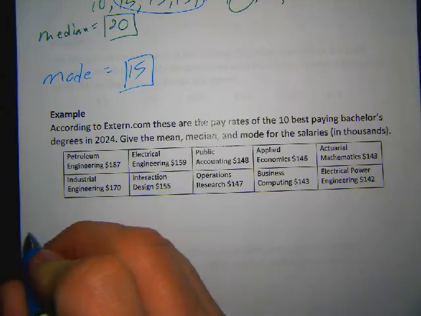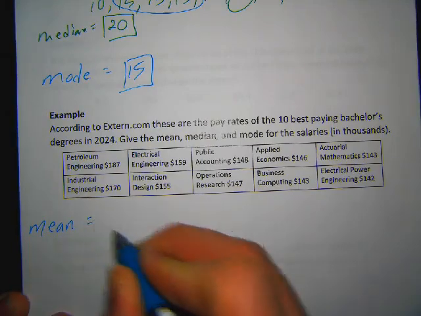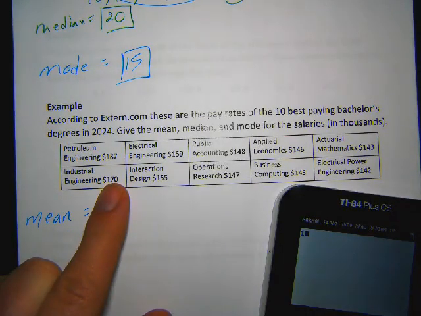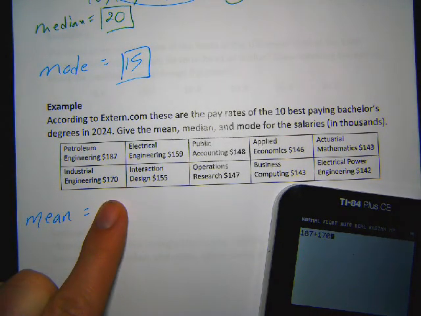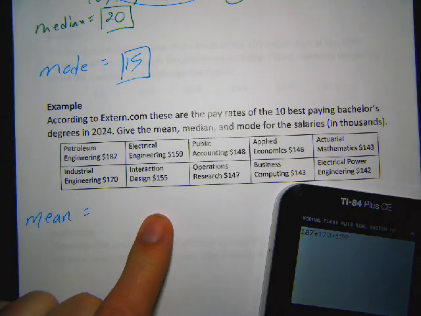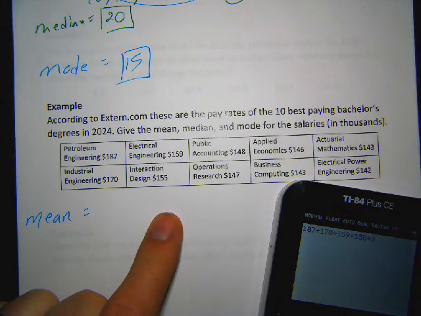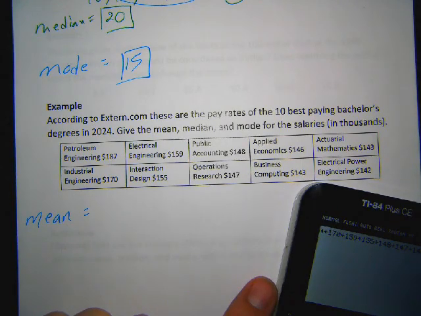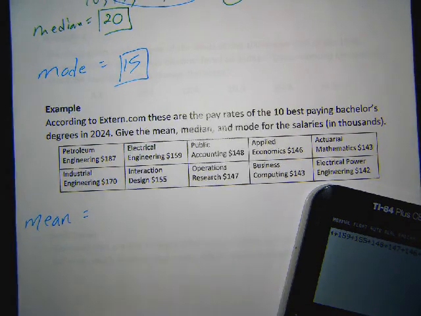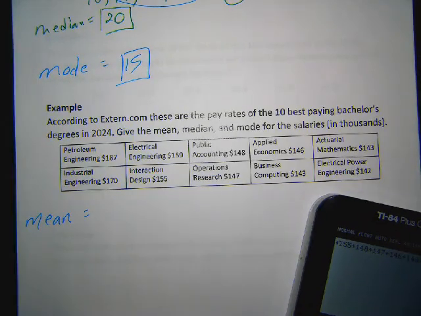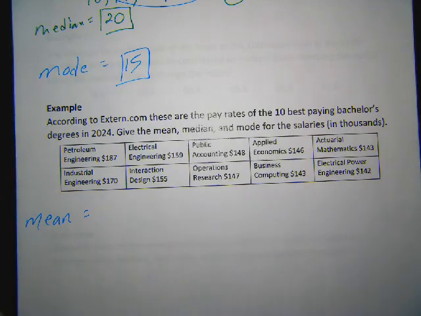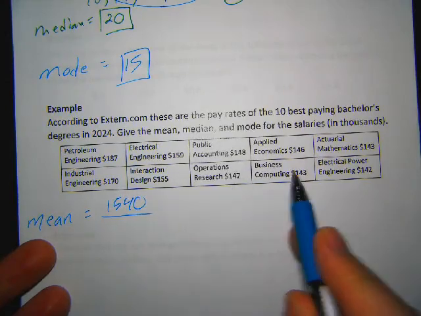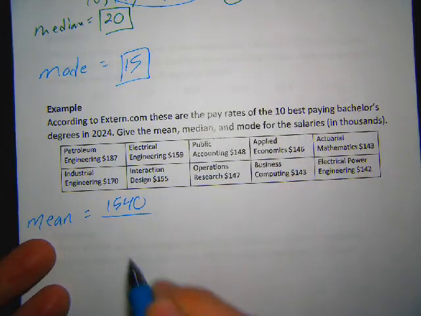Again, to find the mean, we have to add them all up and divide by how many there are. So we're first going to have to add up the numbers. I get 187 plus 170 plus 159 plus 155 plus 148 plus 147 plus 146 plus 143 plus 143 plus 142. And that gives us 1540. Hopefully I typed that all in correctly. And here I have 2, 4, 6, 8, 10 majors. There's 10 of them. Just divide by that 10.